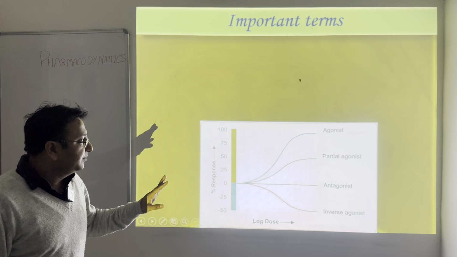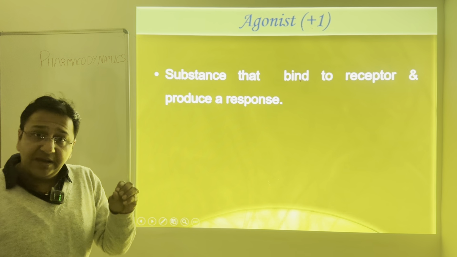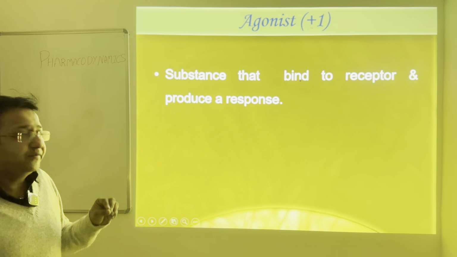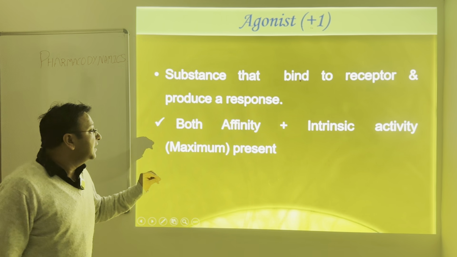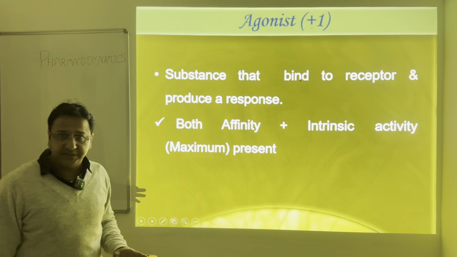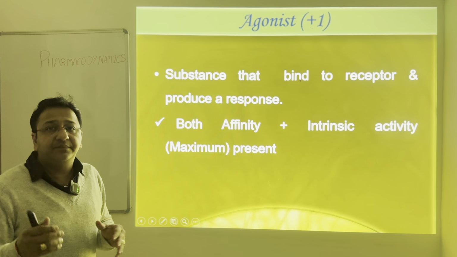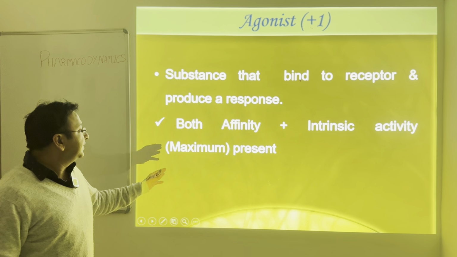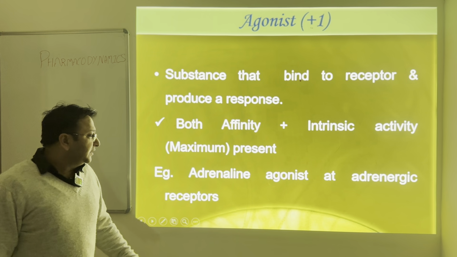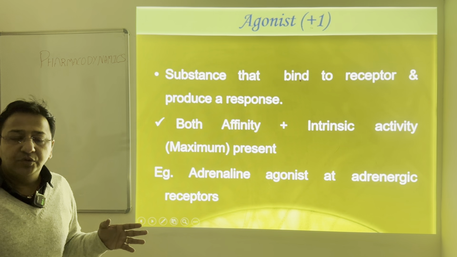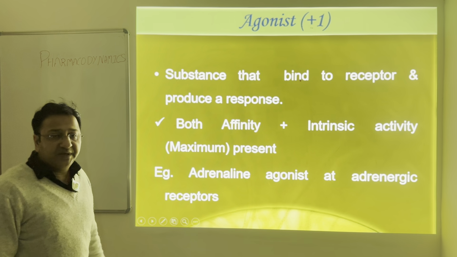Agonists have the affinity, so we'll see the definition. What is an agonist? An agonist is a substance that binds to the receptor. It has the affinity and produces a maximal response. When it produces the maximal response, then it is the agonist. Affinity and maximum intrinsic activity are present. The affinity will be there for everyone, but intrinsic activity may or may not be there. So if maximum intrinsic activity is present, then it is an agonist. Example: adrenaline is an agonist at adrenergic receptors. It stimulates the adrenergic receptors, like I have told you, alpha 1, alpha 2, beta 1, beta 2, all the receptors.